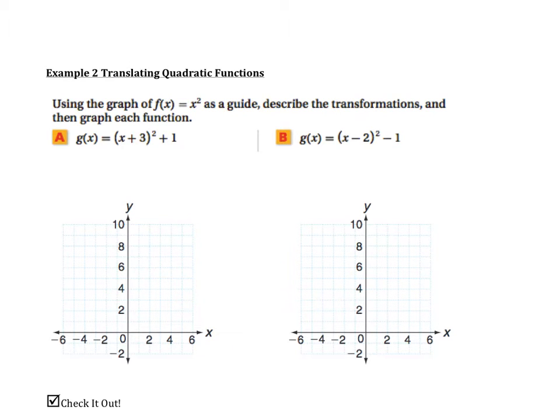So the first thing we're going to do is describe the transformation, and then we're going to graph each function. So if we look at the first one, let's look at the parent function, f of x equals x squared. So let's graph that first. When x is 1, y is 1, x is negative 1, y is 1, 2 is 4, negative 2 is 4. So the parent function looks like that.